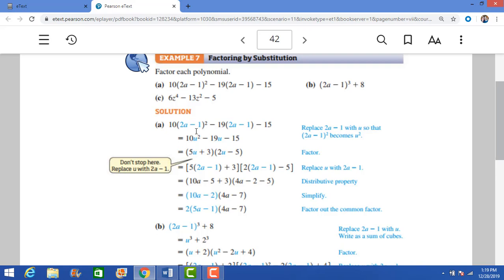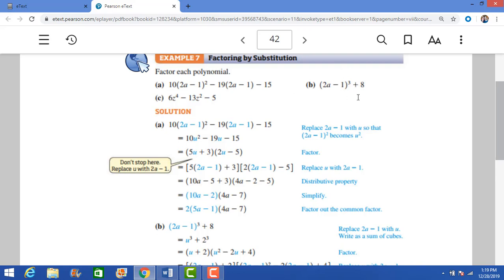Okay. Now, it would be much more difficult to factor it starting here. But using a u substitution or a substitution of some kind made it very straightforward and a lot easier. Yes, you had to do a few more steps, but again, much easier than trying to factor this without using a u substitution.